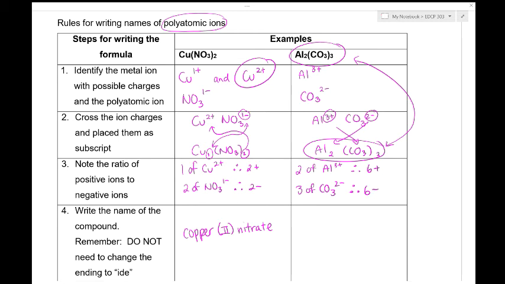So now to write the name of the compound, we would take aluminum, and we will take CO3, which is carbonate, and put them together like that. And that will be our answer for the second example.